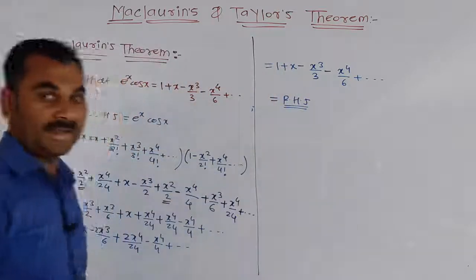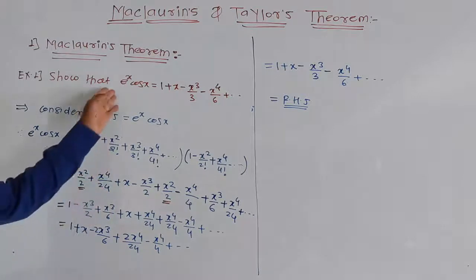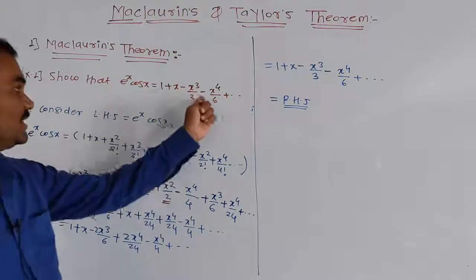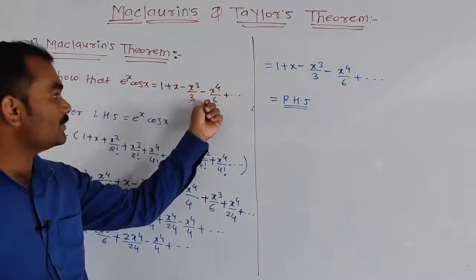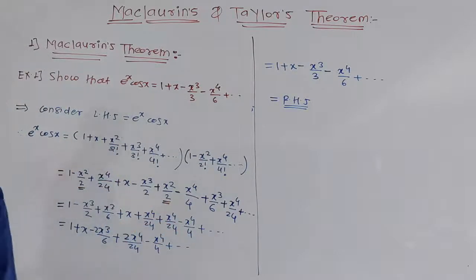So we have to find the answer by using this proper method. Here e raised to x into cos x is considered LHS, and we have to show the RHS. The basic point is that in this expansion we have to find terms up to the highest power of x being 4. For this purpose, the higher powers of x are deleted.